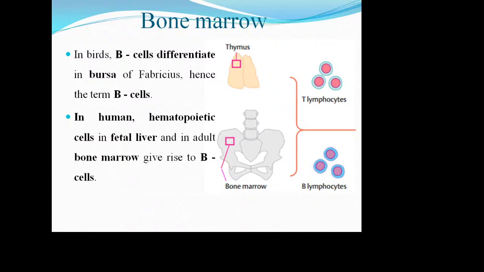The other primary organ of the immune system is the bone marrow. In birds, B cells differentiate in the bursa of Fabricius, its specific immune organ. That's why B cells are called B cells. In humans, hematopoietic cells in the fetal liver and in adult bone marrow give rise to B cells. So B cells are produced in bone marrow in an adult person and in the fetal liver in a newborn.